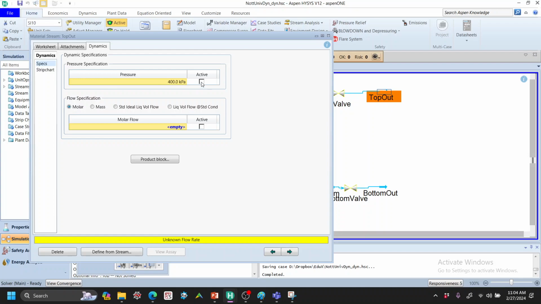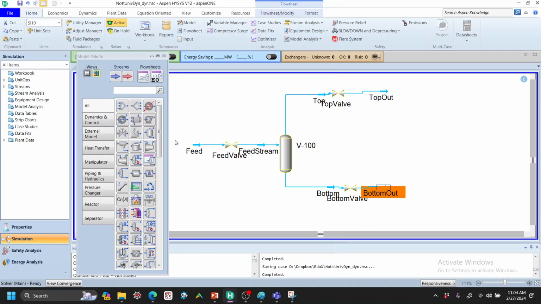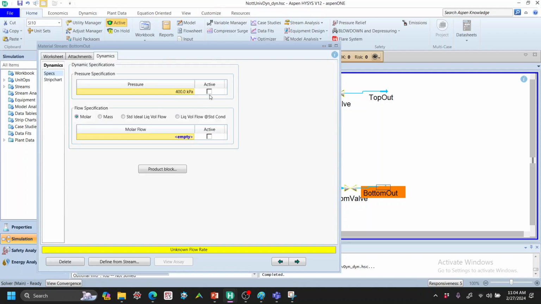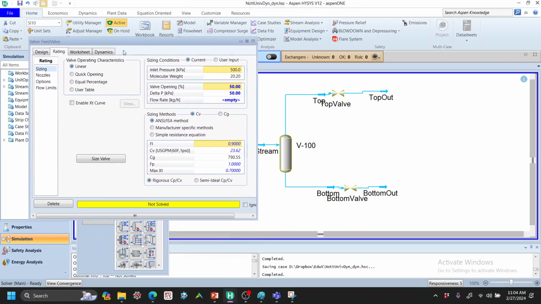Dynamic, and then we keep it active. Once we get to dynamic, we will specify this here later on, if I can still remember that correctly. Then we go to this dynamic, we keep this active. Okay, the pressure is active. We activate the pressure specifications for this feed and then the outlet streams, and let's see what we need to do here.